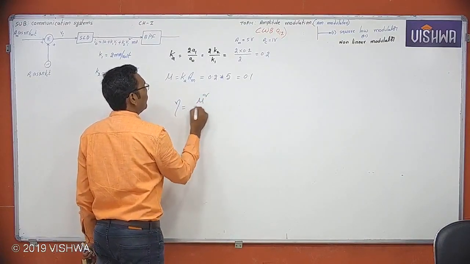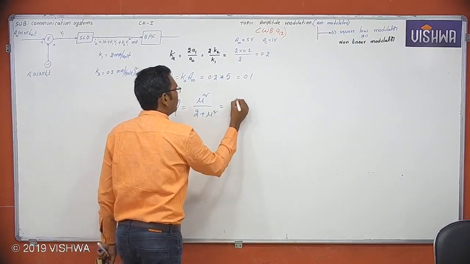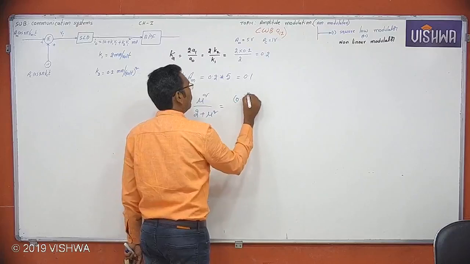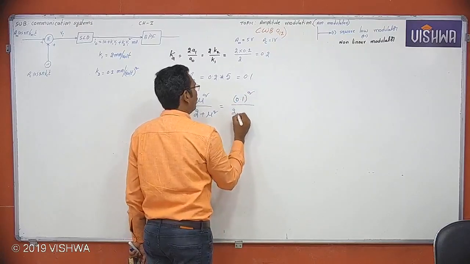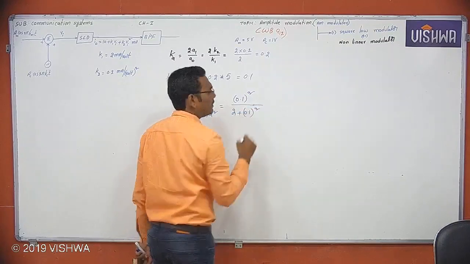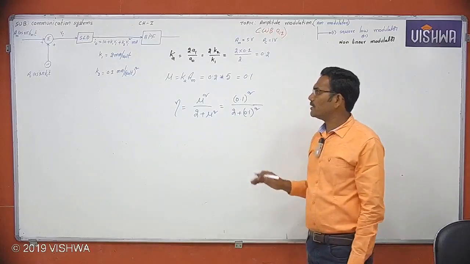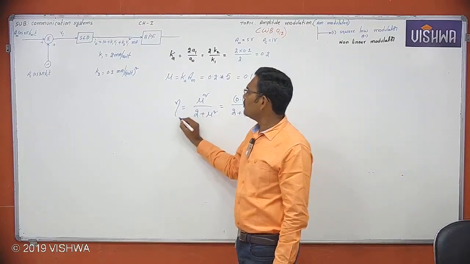Right? When the modulation index is 0.1, you can easily find the modulation efficiency, which is equal to mu square by 2 plus mu square, which is equal to 0.1 whole square by 2 plus 0.1 whole square. You can easily find it. Okay, now this is the modulation efficiency, right?